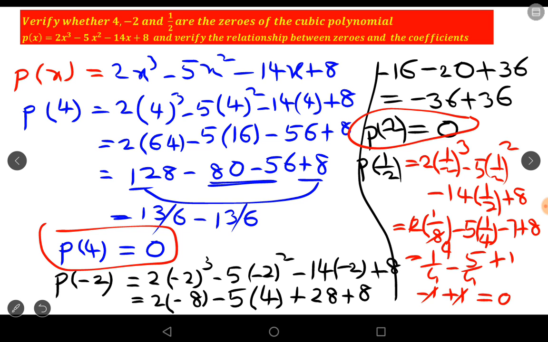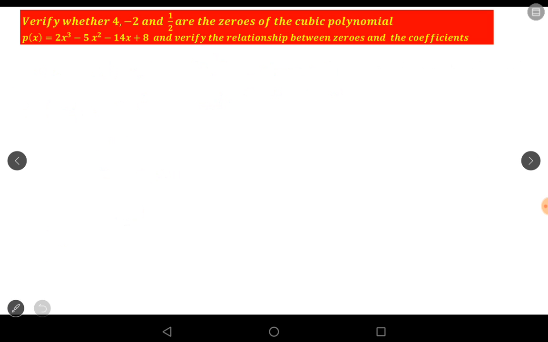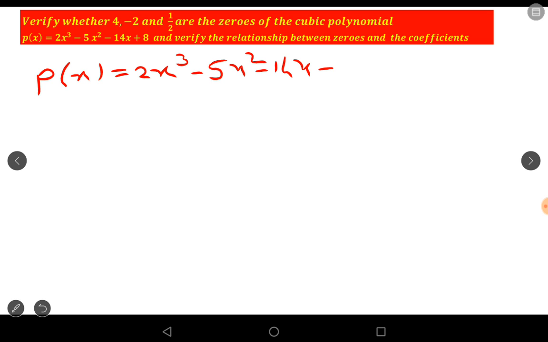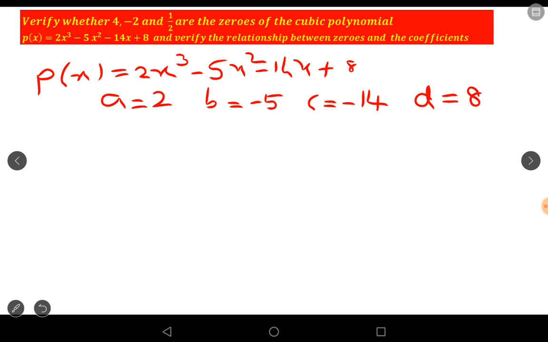Next one, relation check. Okay, next, first of all write again p of x equals 2x cube minus 5x square minus 14x plus 8. Here write the coefficients. X cube coefficient a equals 2, x square coefficient b equals minus 5, x coefficient c is minus 14, constant d equals 8. Next one, write the zeros. The first one is alpha equal to 4, second one beta equals minus 2, and gamma is equal to 1 by 2.